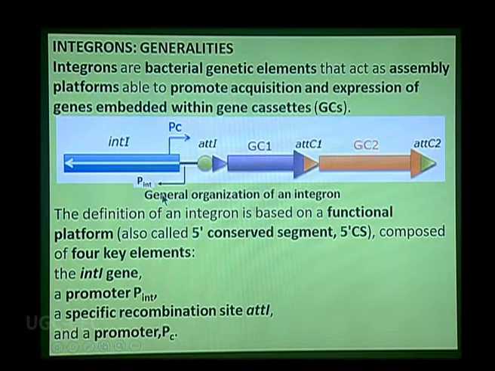This is a conserved sequence. It's called the 5' conserved sequence of integrons. We can see there are 4 critical components of this. One is the int-I gene. Then we have this at-I site, which is a site for DNA recombination in a specific manner. Then we have 2 promoters. One is PC directed towards this direction. Another is p-int directed towards this direction.